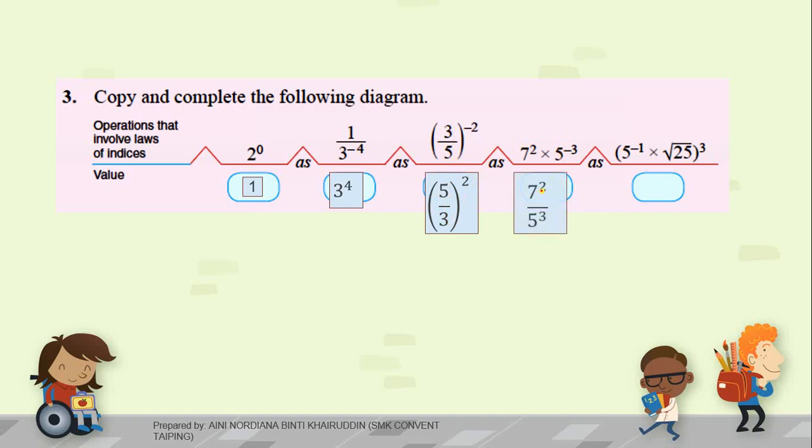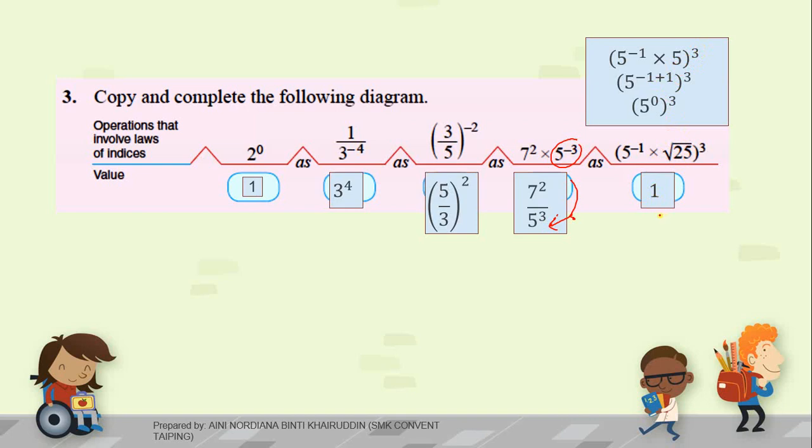This one 7 square. This one you put in the denominator. So this one is 5 to the power of 1 times 5 cube. Square root of 25 is 5. So the answer is 1.